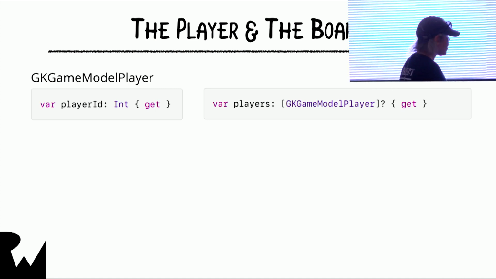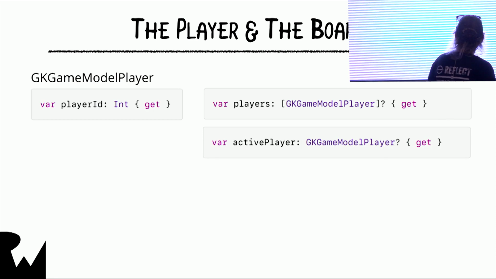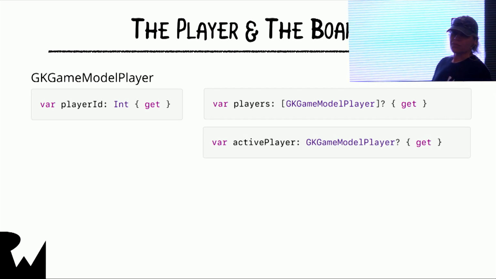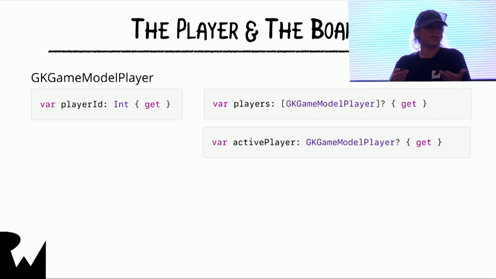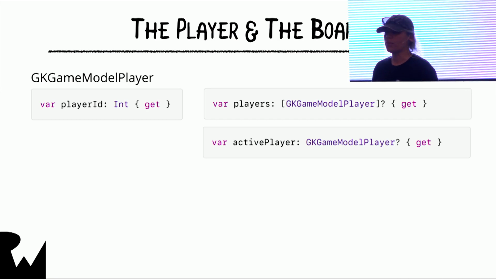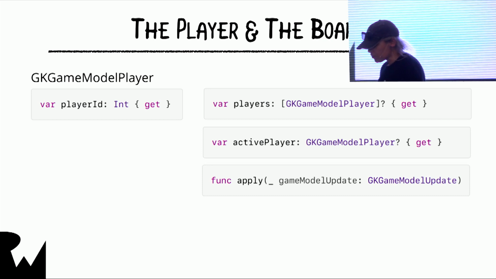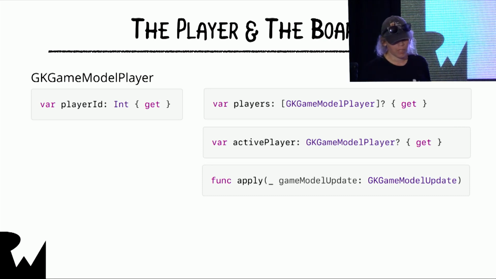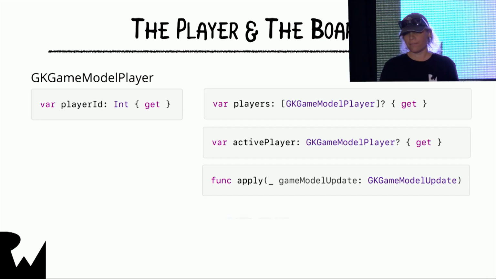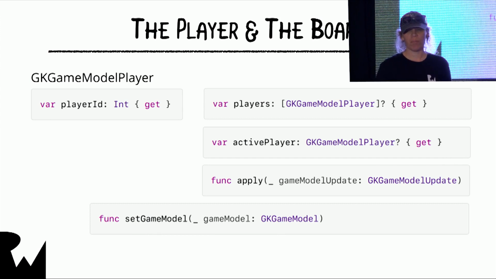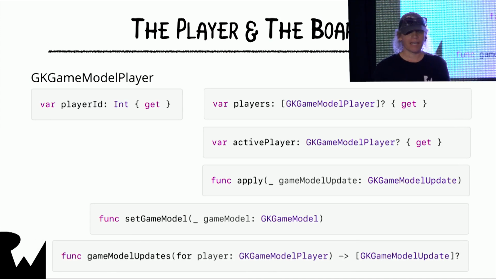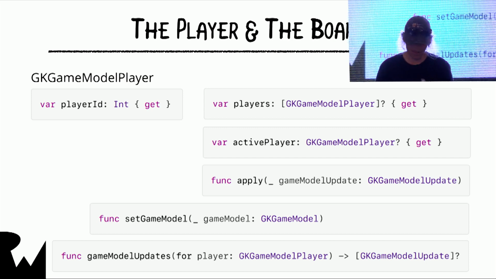For that, your required variables are players, which are all the players in the game. And then you've got your active player, which is your current active player on that board. You also have a few functions that you need to put into play. Those are apply, set game model, and game model updates. Now, what do these do?